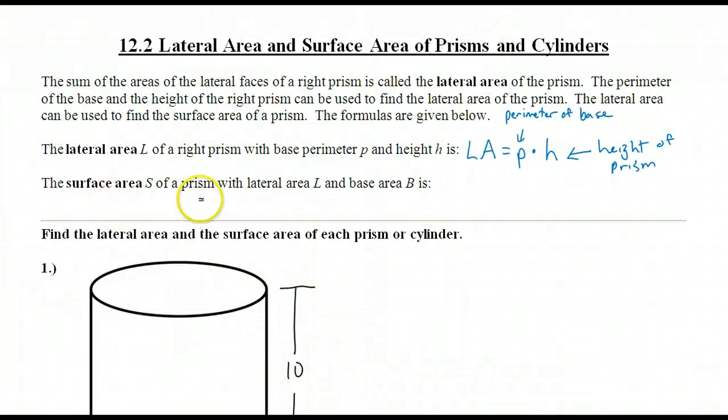Now to figure out the surface area, I want to take my lateral area and add in my two bases. I want to add in my top and my bottom. So I want to add in two base areas. So the formula for surface area of a prism and a cylinder is the lateral area and a top and a bottom, two base areas.